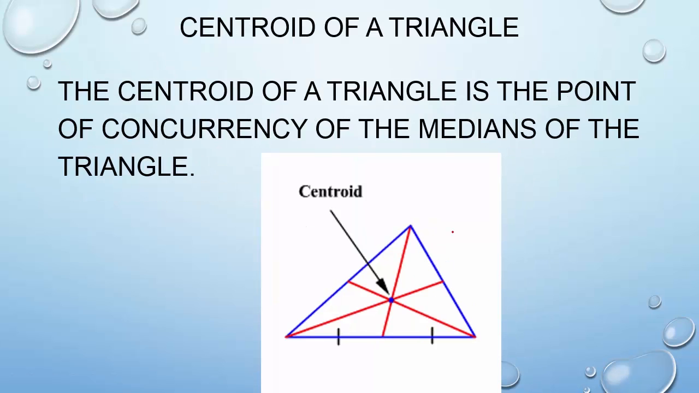The centroid of a triangle is the point of concurrency of the medians of the triangle. What that means is it's where all of the medians meet in the middle. So you'll notice that this median over here, this median over here, and this median over here meet in the middle, and this is considered our centroid of the triangle.